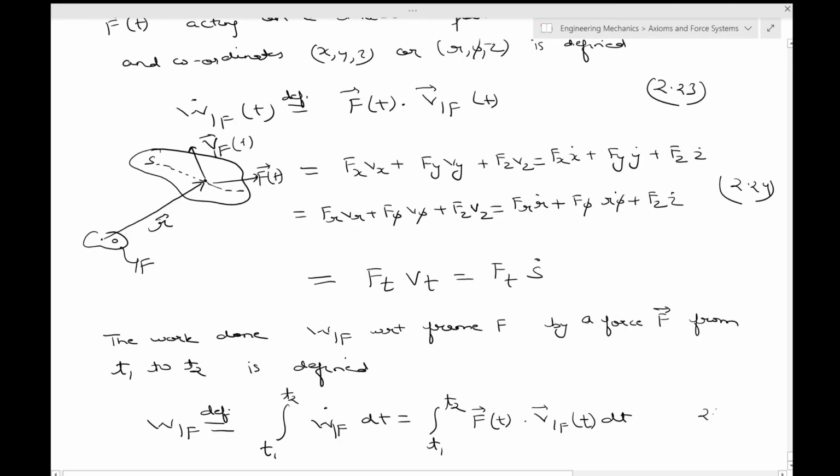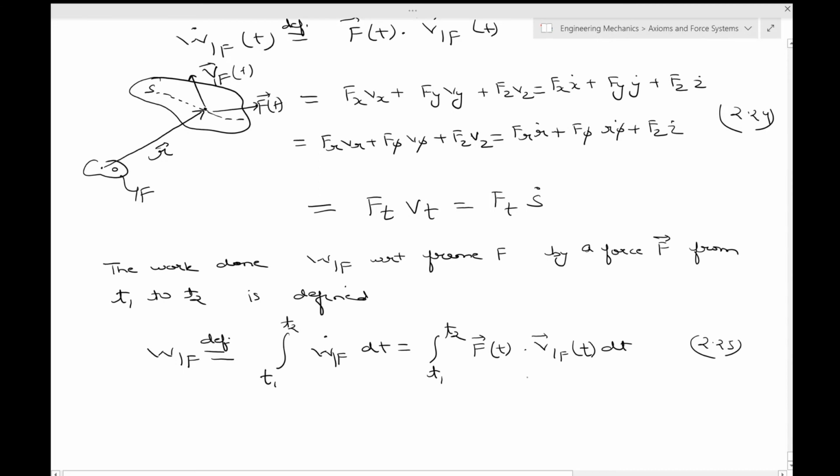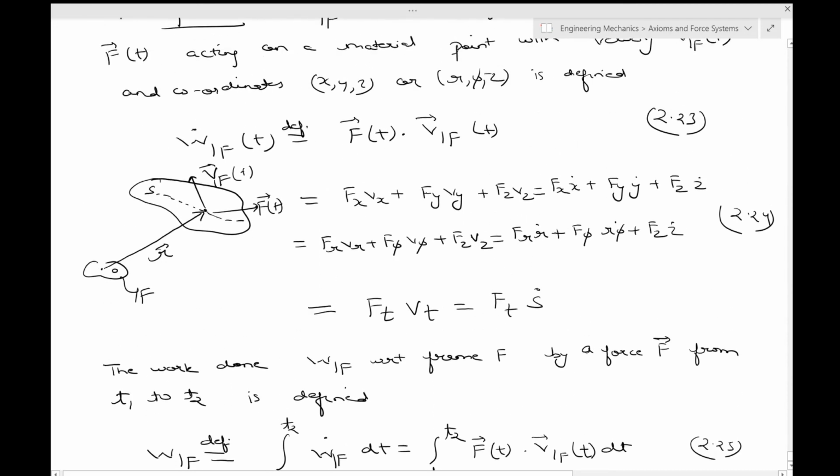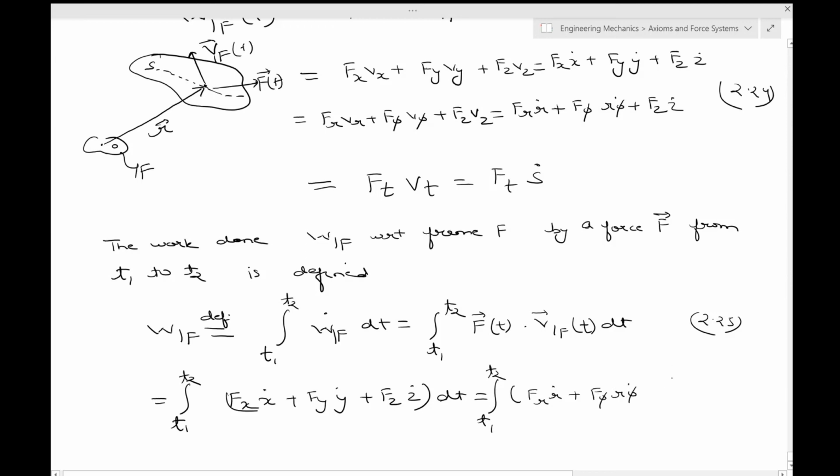Okay, so this is 2.25. This W dot is coming from over here where we had defined the power, which is 2.23. Now this can be written again from t1 to t2, and this integral has been written as fx x dot plus fy y dot plus fz z dot dt. It has been written as f r r dot plus f phi r phi dot plus f z z dot dt.